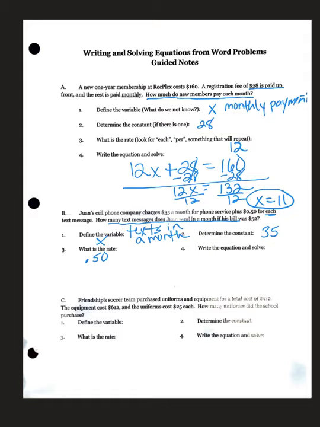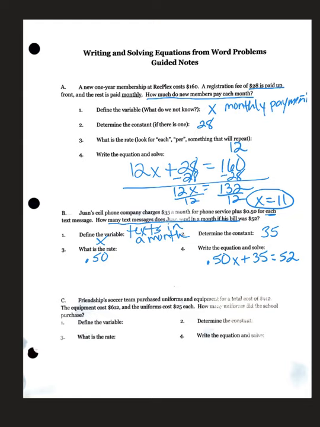Write the equation. Okay, we know that the total for this particular month was $52. Well, we know that they pay 50 cents for every text plus $35 just for having the phone, and that particular month was a total of $52 on their bill.